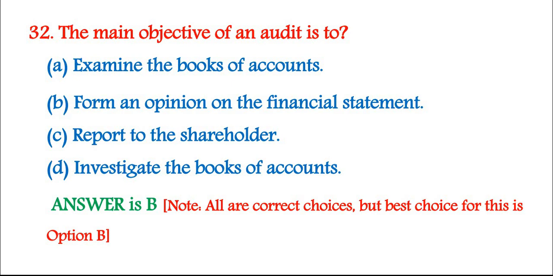32. The main objective of an audit is to: A. Examine the books of accounts. B. Form an opinion on the financial statement. C. Report to the shareholder. D. Investigate the books of accounts. Answer is B. Note, all are correct choices, but the best choice for this is option B.